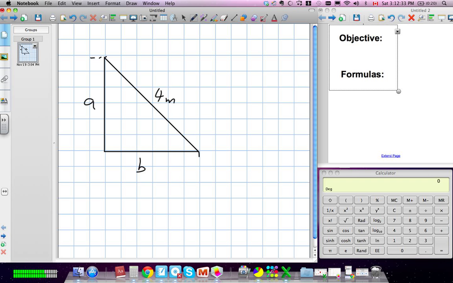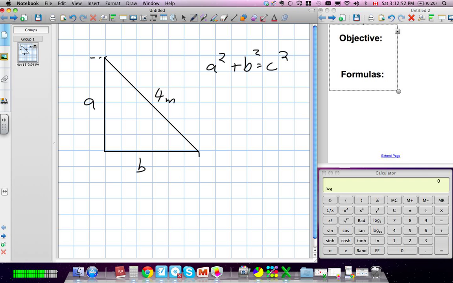At this point in time, our equation for the entire ladder, for the distances of how high up on the wall and how far from the bottom of the wall the ladder is, is represented by Pythagoras's theorem. A squared plus B squared will equal our C squared in this case.